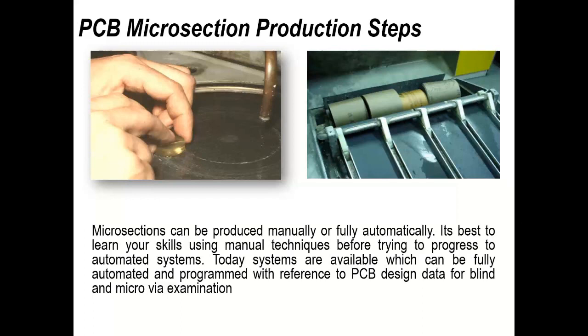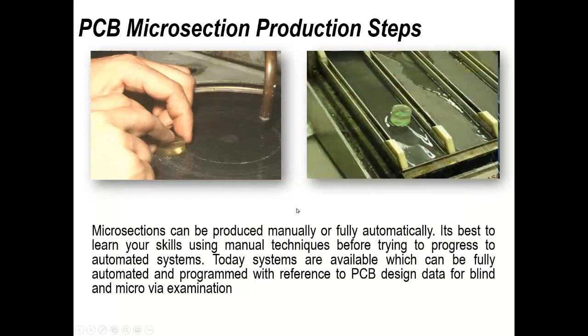But I would always recommend doing microsections manually to start off with. That's how you learn to do and use these techniques, and then you can let the equipment take the strain at a later stage. Now, after you've got to a certain area, then you'll go on and change the paper, and we'll talk about that in a moment.